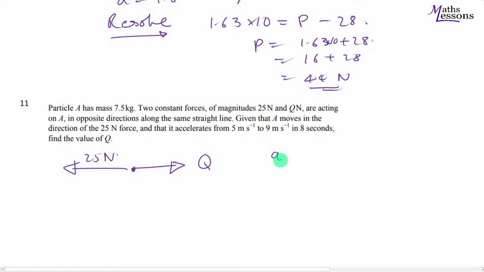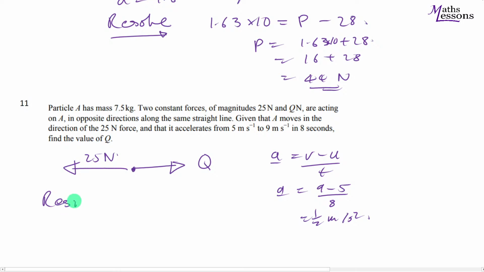So we can see that as it's constant acceleration, we use this formula, a equals (v minus u) over t to find our acceleration. So that will equal (9 minus 5) over 8, which equals a half meter per second squared. That's our value of acceleration.